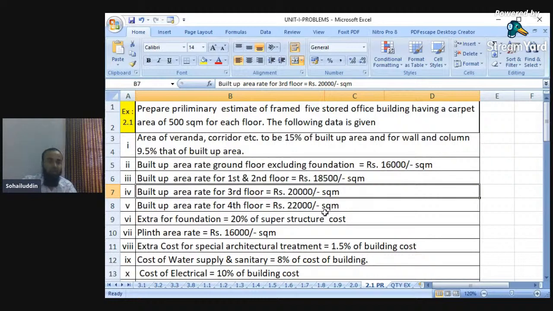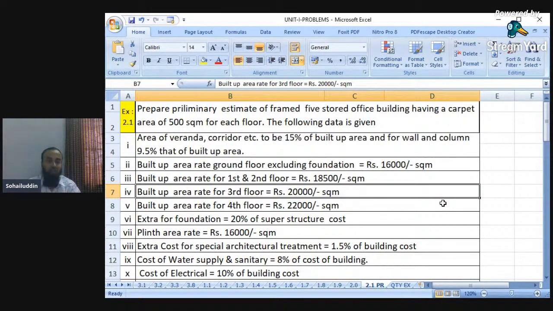20,000. Built up area rate for the fourth floor has been given because it is a 5-story building. In the last problem it was 4-story, G plus 3, that is total 4-story. Here it is G plus 4, ground floor plus 4 floors. Therefore, the built up area rate of the fourth floor is given as 22,000, whereas the third floor has been given as 20,000. So more heads are covered in this. Extra costs, again in the last problem it was 20% of superstructure, that is the addition of ground floor plus first plus second plus third plus fourth, that is total cost. And 20% of that has been taken by the foundation.